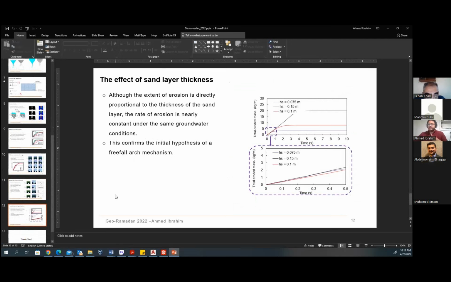So eventually, we wanted to check the effect of the sand layer thickness, because remember, one of the reasons and the rationale behind taking this track of analysis is the free-fall arch regime, which basically says that regardless of the sand cover, the sand flow will almost be constant. We wanted to verify this, just to make sure we didn't waste our time, or that there isn't something entirely different going on.